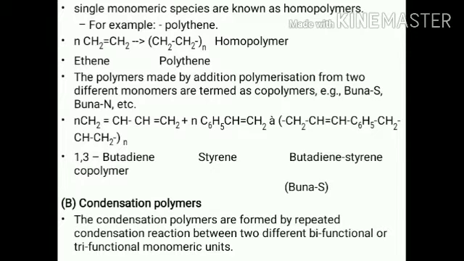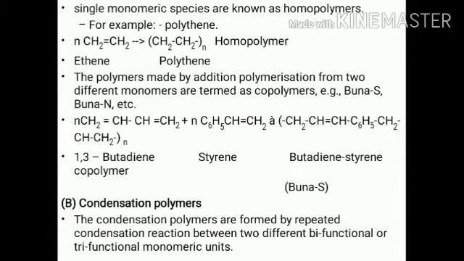In the case of Buna S, it is formed from two different monomer units. One monomer unit is 1,3-butadiene, and the second monomer unit is polystyrene. The formula of styrene is CH2 double bond CH single bond C6H5. It's called polystyrene.